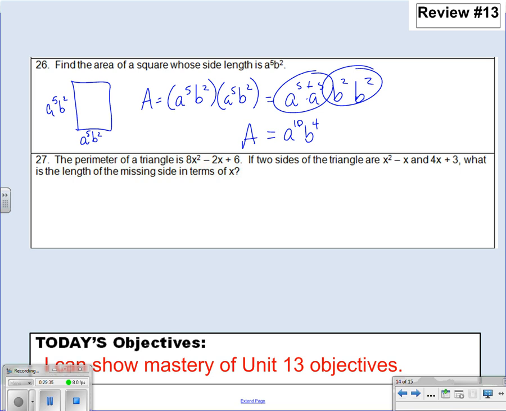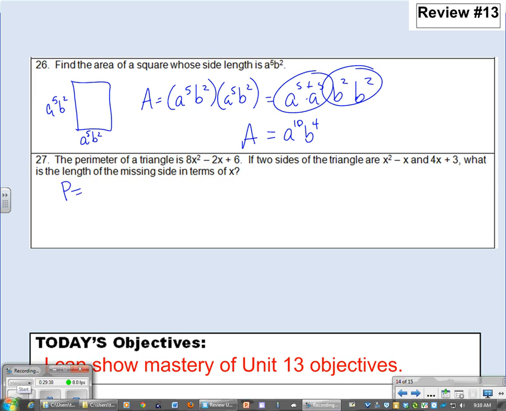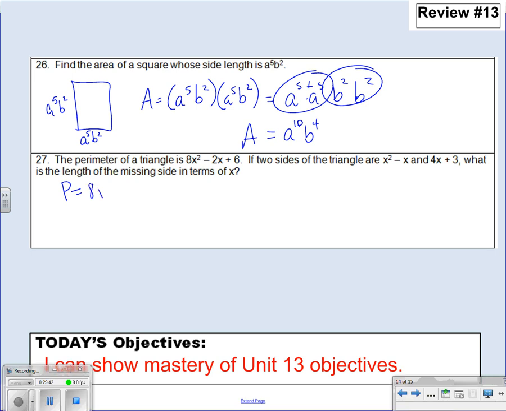Last, we have a perimeter of a triangle is given. So the perimeter is given as 8x squared minus 2x plus 6. And they're giving you two sides of a triangle, but you're trying to find the third. So one of the sides is x squared minus x. The other side is 4x plus 3. We are trying to find this other. We know that perimeter is add all the sides. And so if I add them all up, I should get this.